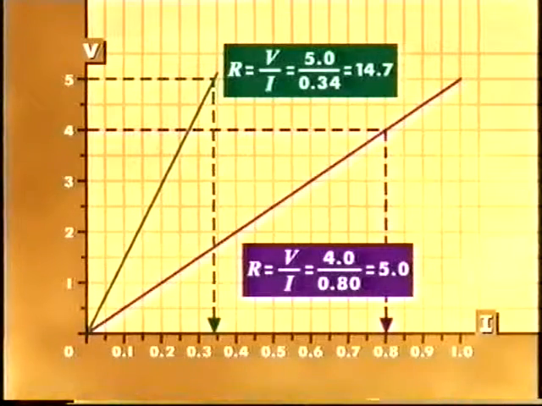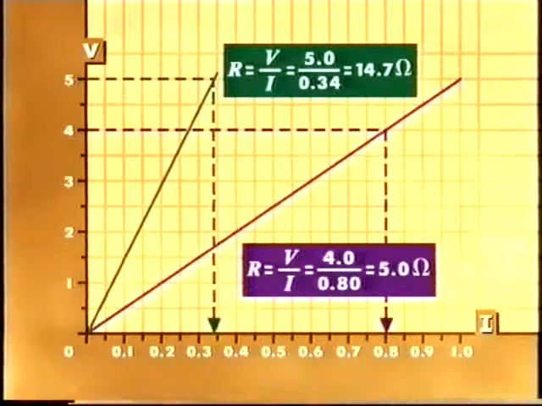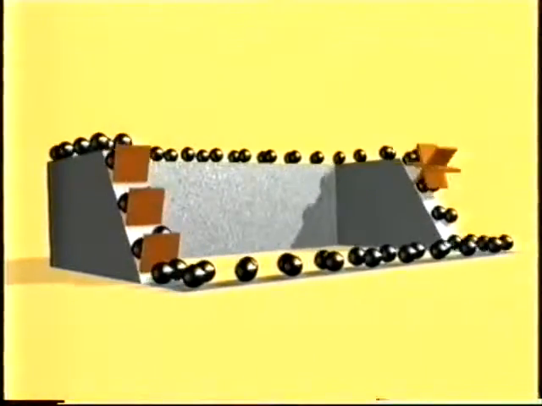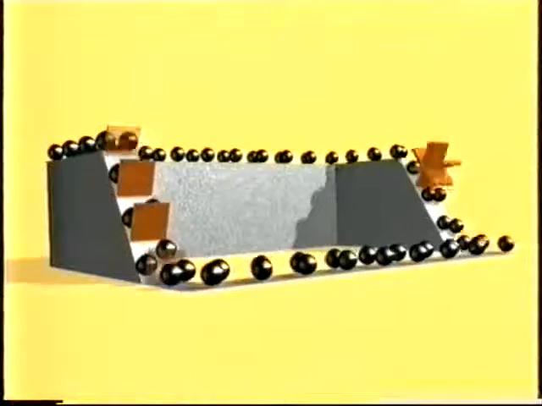The value of the gradient is known as the resistance and is measured in ohms. So the resistance of the wire is 5 ohms, but for the resistor, much more, 14.7 ohms. Resistance is a measure of how difficult it is for electrons to flow through a material.